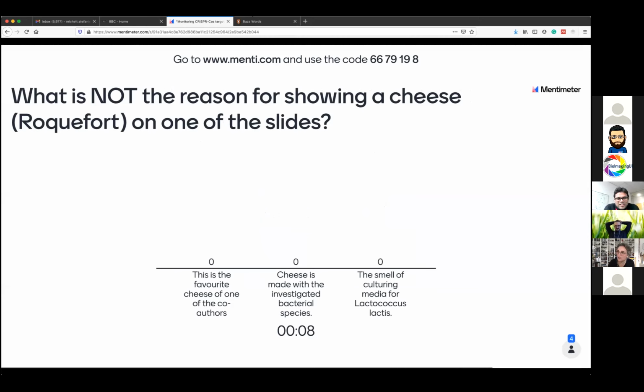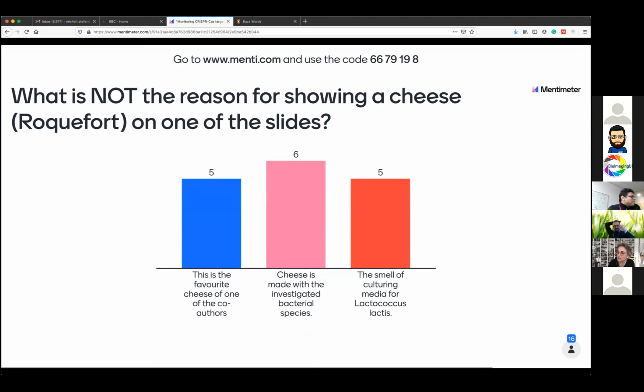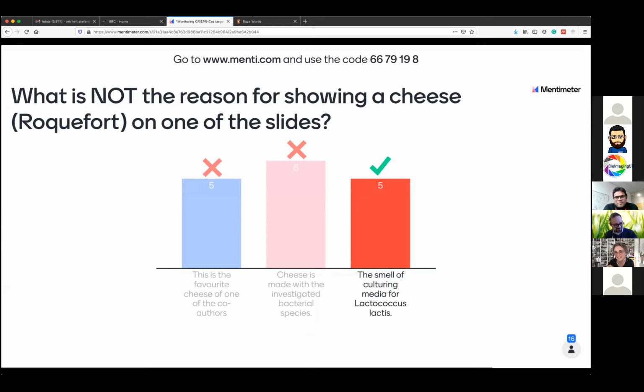What is not the reason for showing a cheese Roquefort on one of these slides? Is it the favorite cheese of one of the co-authors? Is cheese made with the investigated bacterial species or is the smell of culturing medium? Terrible. I really like that, it was my favorite question today. Oh, as you can imagine, it's lovely.